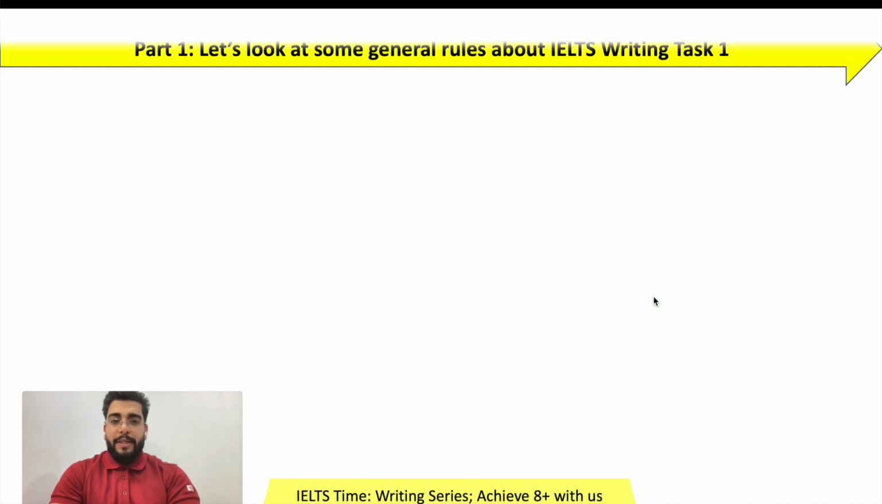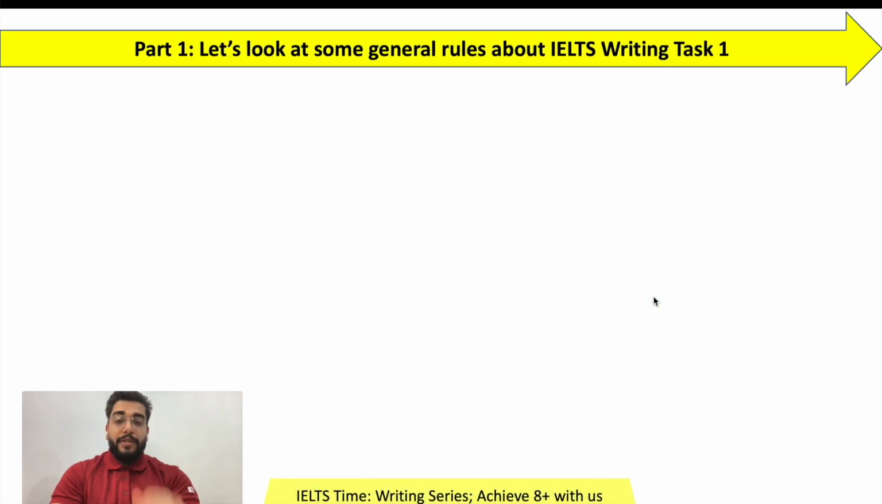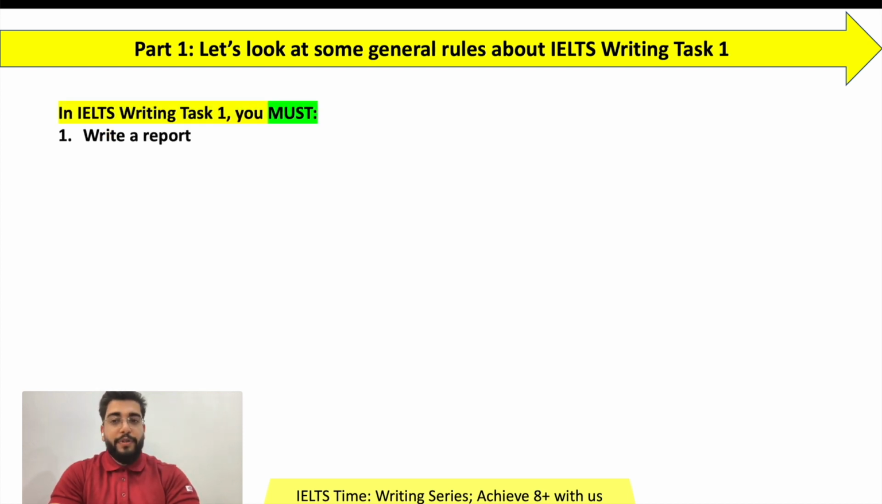Now, let's take a look at the first part of the video. Some general rules about IELTS Writing Task 1. These are the things that you must do. First of all, write a report. IELTS Writing Task 1 is called a report. Remember, a report. We don't call it an essay. I've seen many students who refer to it as an essay. It's not an essay, it's a report.